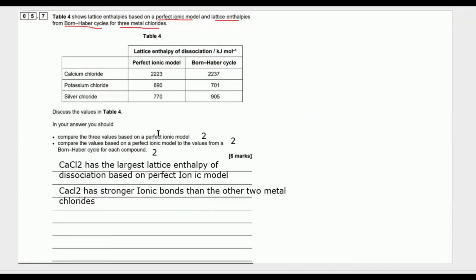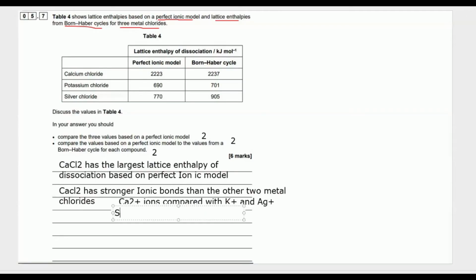So we would assume there that they have weaker ionic bonds, and that would get you all the marks for comparing the perfect ionic model values. So you're just looking at that set of values separately on the left hand side for this first part of the question, and you're explaining why the calcium chloride has a bigger number than the other two.